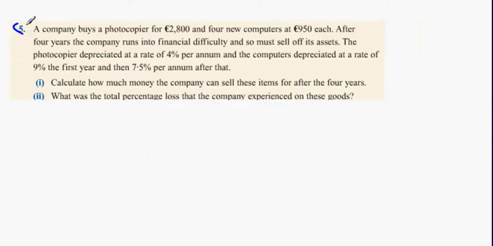So the next one is question 5. A company buys a photocopier for 2,800 and 4 new computers at 950 each. After 4 years, the company runs into financial difficulty, so must sell off its assets. The photocopier depreciates at the rate of 4% per annum, and the computers depreciate at the rate of 9% for the first year and then 7.5% every annum after that. Calculate how much money they can sell these items for after 4 years. So t equals 4.